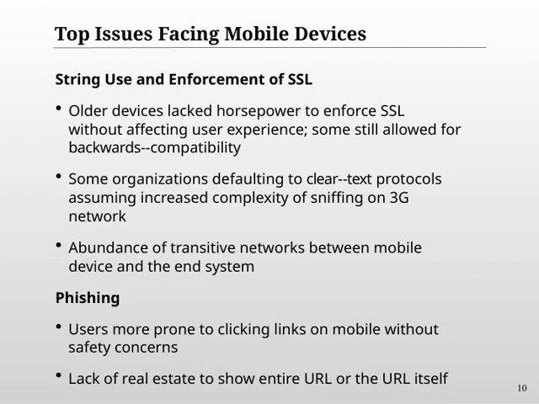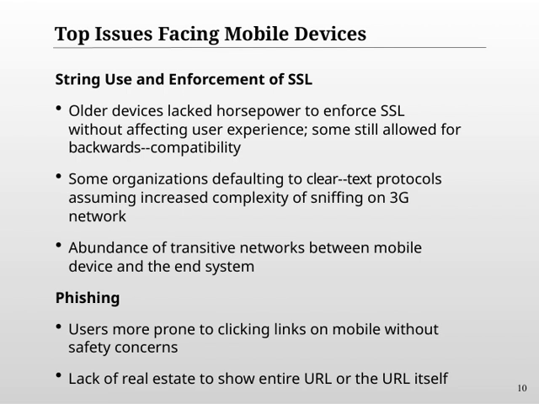Let's take a look at some of the top issues facing mobile devices today. First, there's the challenge around the use and enforcement of SSL. Older devices often lack the processing power to properly enforce SSL without impacting user experience. In some cases, they even allowed for backwards compatibility, which can introduce security gaps. Meanwhile, some organizations still default to clear text protocols, mistakenly believing that the increased difficulty of sniffing data on 3G networks makes this acceptable. But this assumption can be risky, since data can still be intercepted.